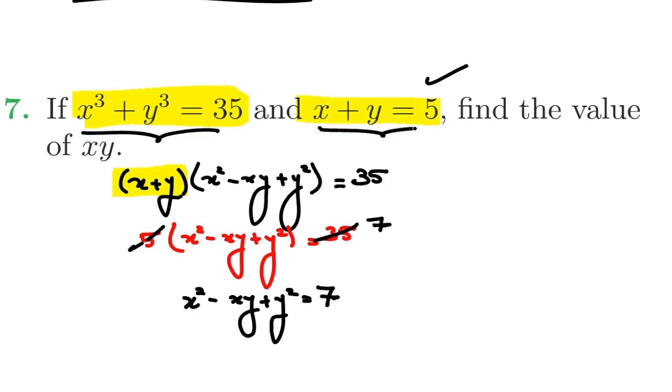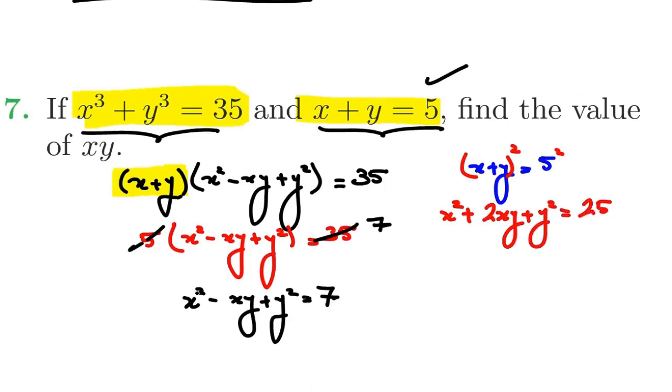Let's take this now. x plus y equals 5. Let's square both sides. Let's open this up. x squared plus 2xy plus y squared equals 25. Now if we find the sum of this and this, we're left with xy. That's what the question is asking us for. So let's isolate this. Let's leave x squared plus y squared on one side of the equation. I'm moving 2xy to the right side.